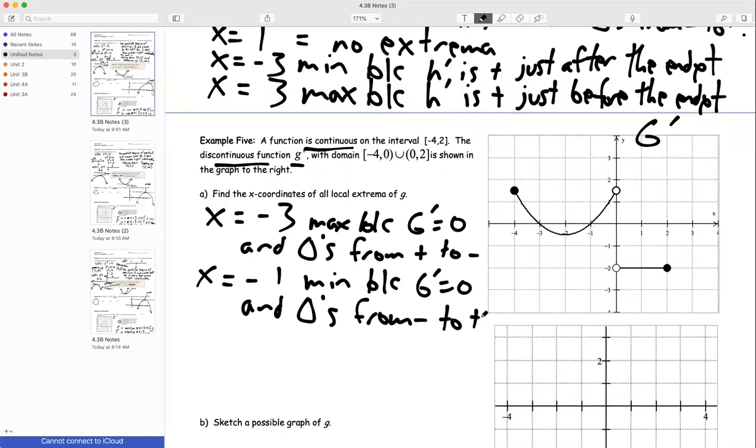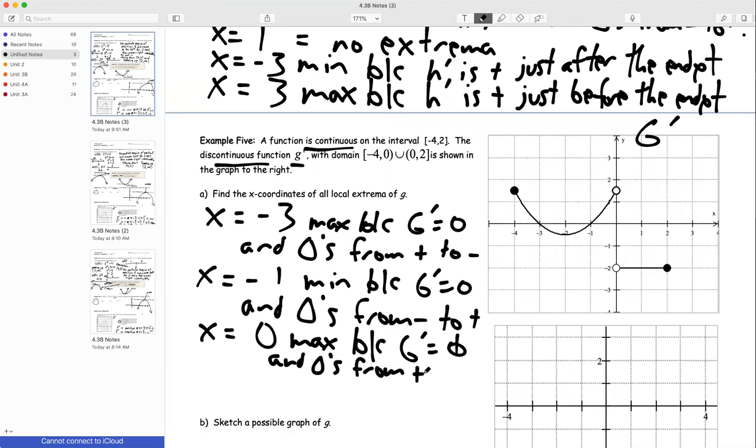And now I'm going to go to my next one, which is x is equal to, what's the next one? It's 0. x is equal to 0. And what is x is equal to 0? How do we know it is a max? Because g prime is undefined and changes from positive to negative.